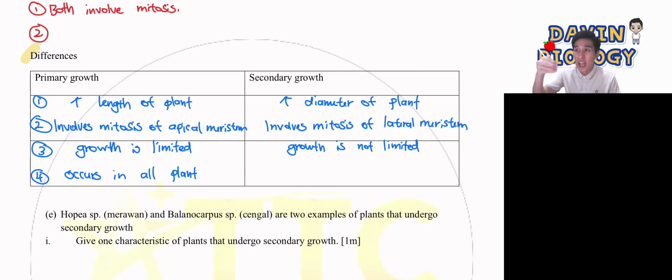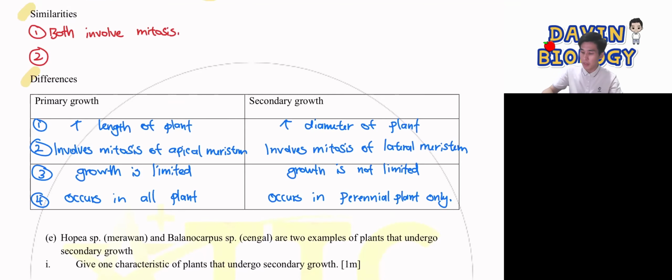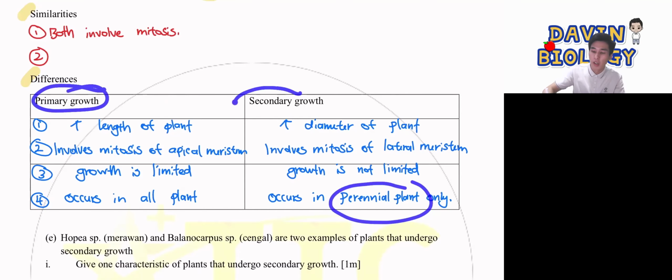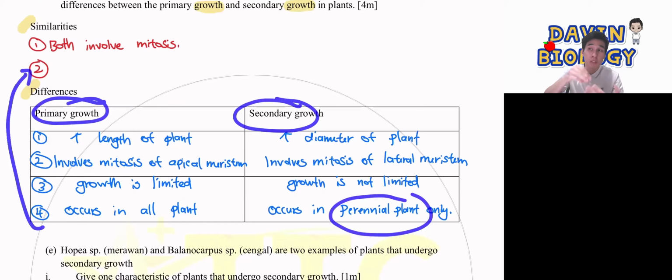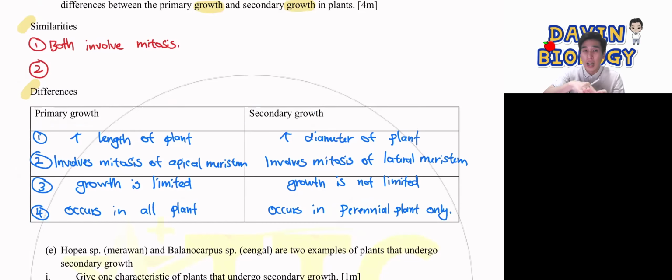Woody plants, yes, exactly, are perennial plants. Remember, in this chapter, we also learn the different types of plants based on their life cycle. There are annual, biennial, perennial. Yeah, that will be our next part, next session, next topic. So it occurs in perennial plants only. So basically, only perennial plants are the ones that can undergo both growths. So back to here, right? The second similarity we can say is both occur in perennial plants.